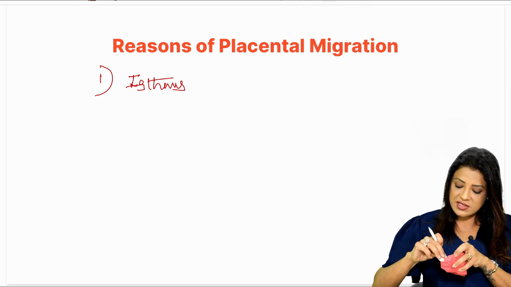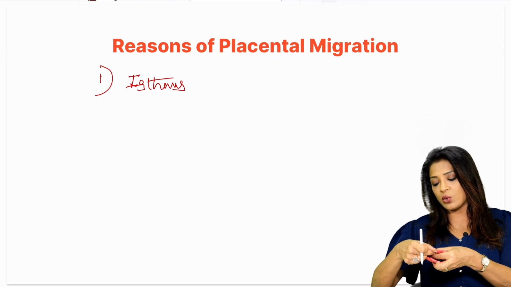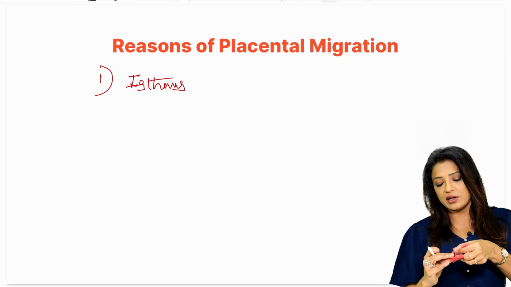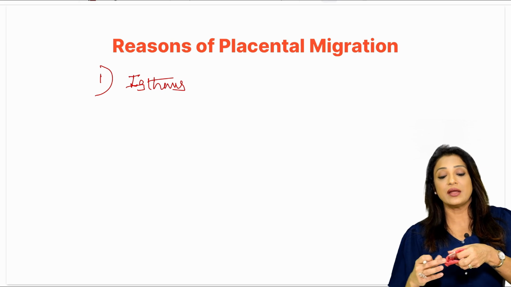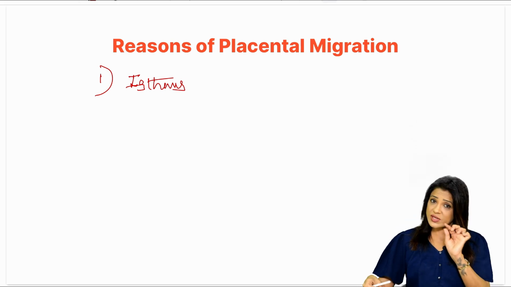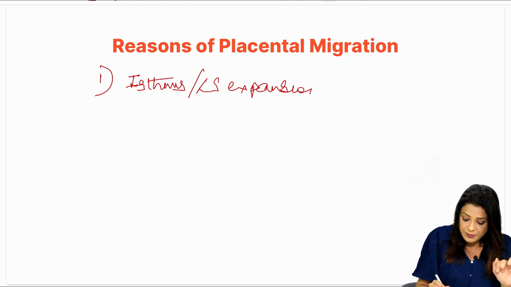So imagine this placenta was here, but now because this area is growing, it has come up with the isthmus, and only the internal os and the external os are left behind. So this placenta is growing with the isthmus because the lower segment is expanding. So it is expansion. Isthmus means the lower segment, and its expansion causes placental migration, right.